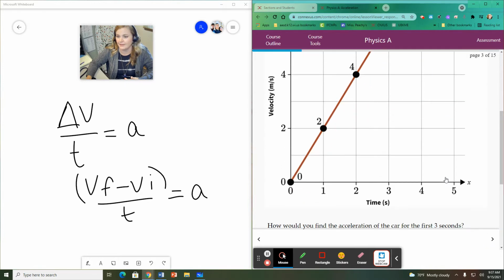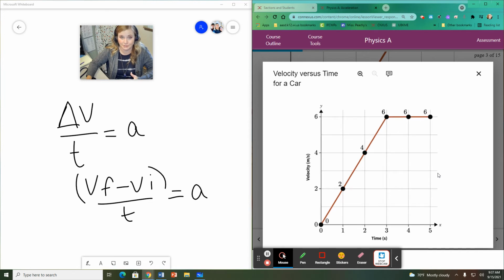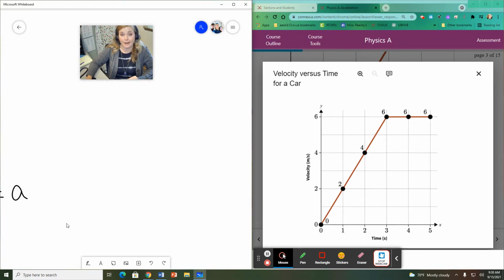Okay, so now we have a different graph. Before, our graph was position versus time. So be really, really careful. Pay attention to the y-axis of these types of graphs, because you can get tricked if you assume that every graph you're looking at is a position versus time graph or a displacement versus time graph, which is the same thing as a position versus time graph. This graph is velocity versus time.